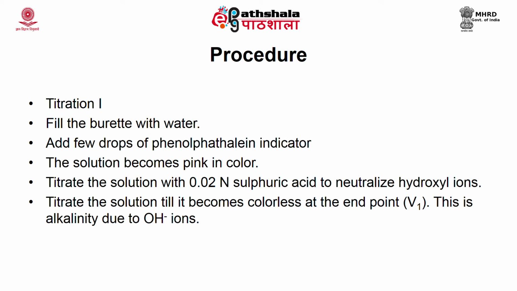When you add phenolphthalein to the solution, the color of the solution becomes pink because of the presence of OH ion. As you go on adding acidic solution to the sample, the solution becomes colorless at the end point, and this end point gives the OH alkalinity. But the solution contains carbonate as well as bicarbonate alkalinity. In this case, you have to start the titration again, but with another indicator.